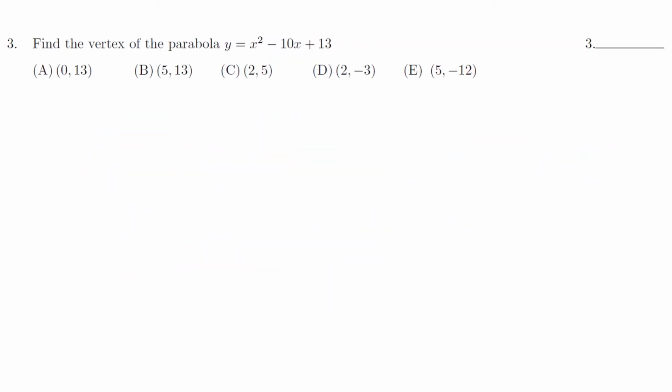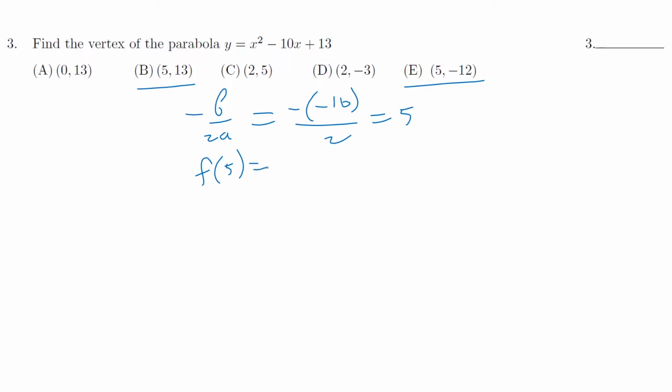Next. Find the vertex. Very simple. Minus b over 2a. That's our x coordinate. Again, my goal is to do this as fast as I can. So that's equal to negative negative 10 over 2. That's just positive 5. So it's either b or e. And then I just have to plug that stuff back into the function. So f of 5 equals 5 squared minus 10 times 5 plus 13. That's equal to 25 minus 50 plus 13. So negative 12. So it's e.